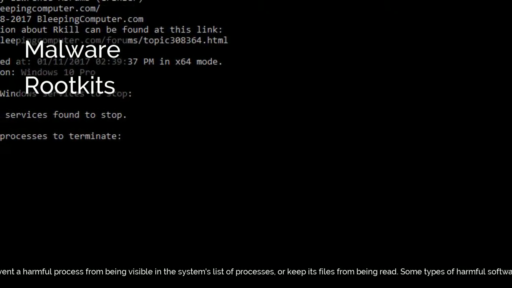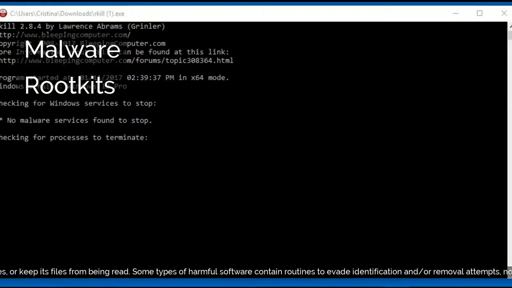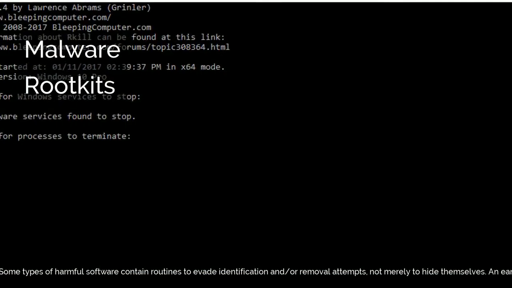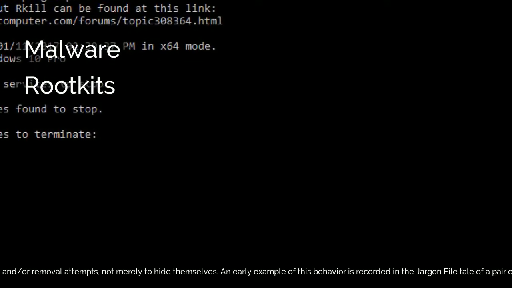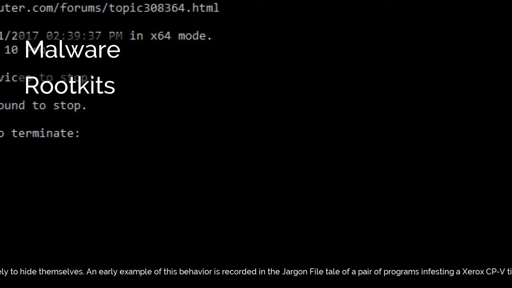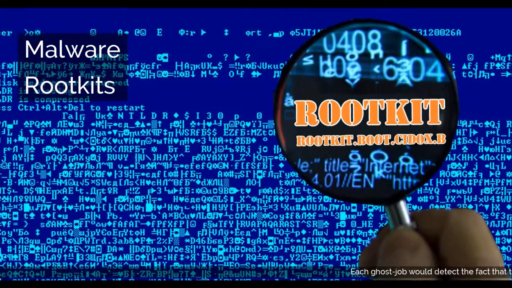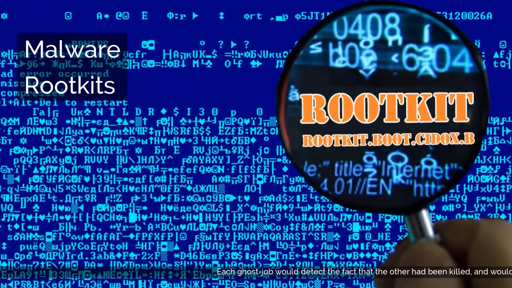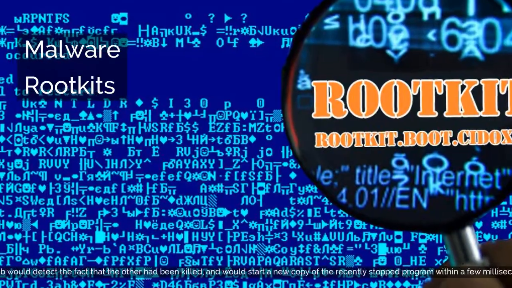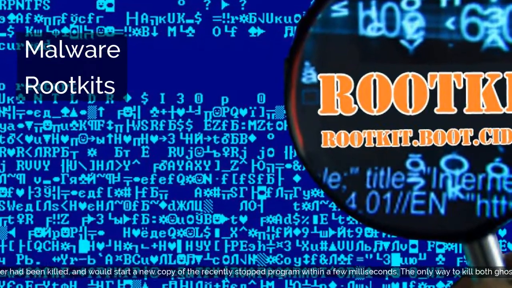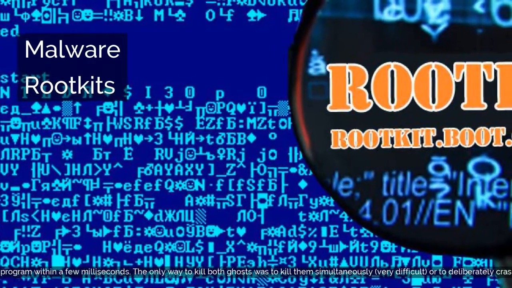Some types of harmful software contain routines to evade identification and/or removal attempts, not merely to hide themselves. An early example of this behavior is recorded in the Jargon File tale of a pair of programs infesting a Xerox CP-V time-sharing system. Each ghost job would detect the fact that the other had been killed, and would start a new copy of the recently stopped program within a few milliseconds. The only way to kill both ghosts was to kill them simultaneously, very difficult, or to deliberately crash the system.